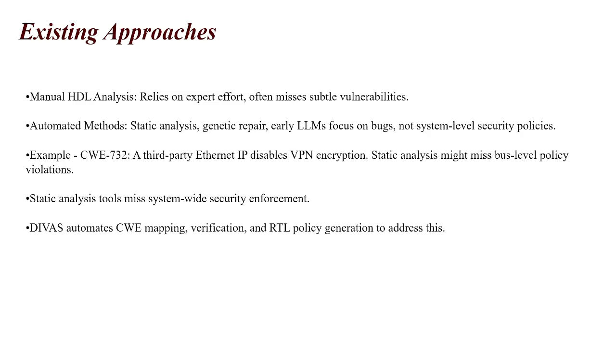Then we have the automated techniques, things like static analysis tools, template based repair engines, and even some early applications of LLMs. But the issue with these methods is that they mostly look for functional bugs and not for security flaws. So if we consider an example for better understanding, imagine a third-party Ethernet IP in the networking SoC. If that IP manages to disable VPN encryption by modifying a secure register, it's a case of CWE 732, which refers to incorrect permission assignment.